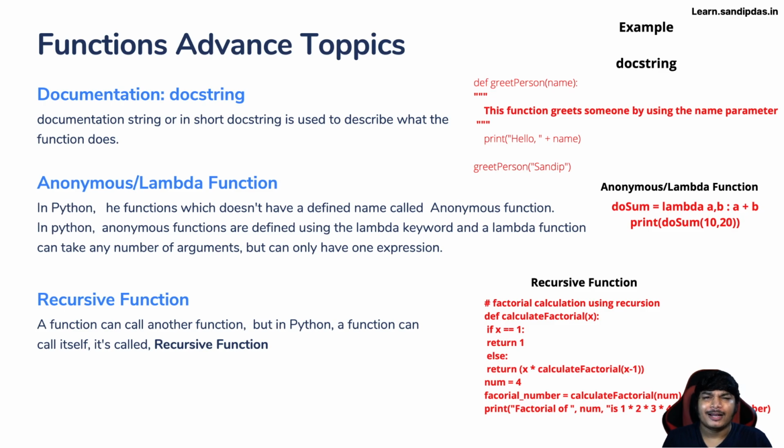Okay, and the first one here is the documentation or docstring. A documentation string, or docstring, is used to describe what the function does. You can see in the above example I'm giving three quotes, then some lines, like this function greets someone using the name parameter, and then again at the end I'm giving three quotes. That defines a docstring.